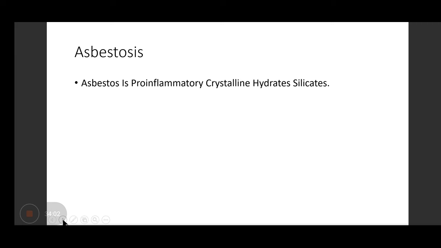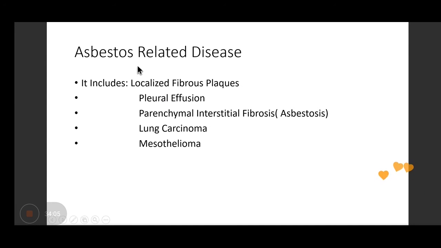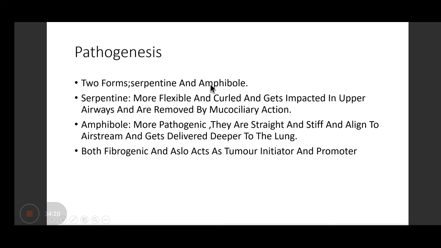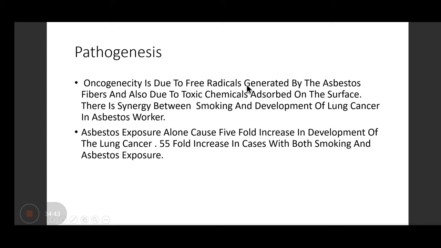So these are pro-inflammatory crystalline hydrates, and asbestos-related diseases include localized fibrous plaque, pleural effusion, asbestosis, lung carcinoma, mesothelioma. It occurs in two forms, serpentine and amphibole. Serpentine fibers are curled and flexible and are easily removed by mucociliary action, but amphibole fibers are straight and stiff, aligned with the airway, and get delivered deeper into the lung.